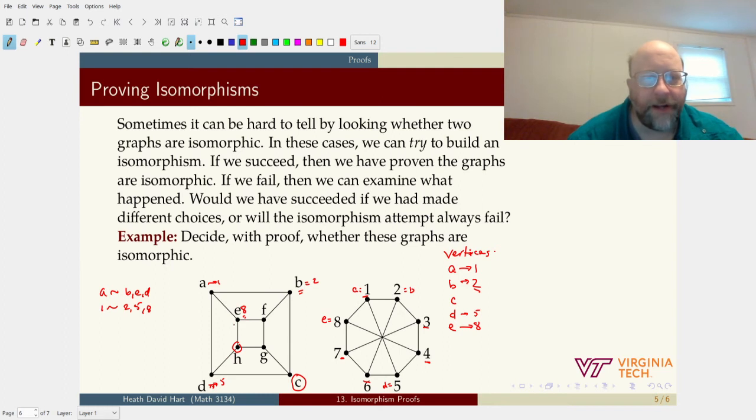Because H has to connect to 5 and 8. And 5 connects to 4, 6, and 1. But 8 connects to 4 and 7 and 1. So we can send H to 4. All right, so we're okay so far.